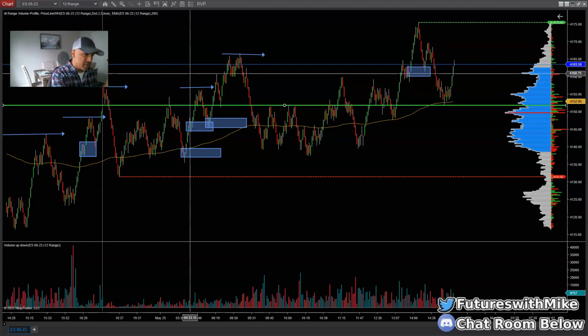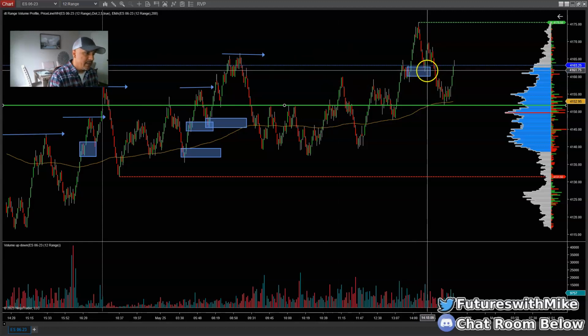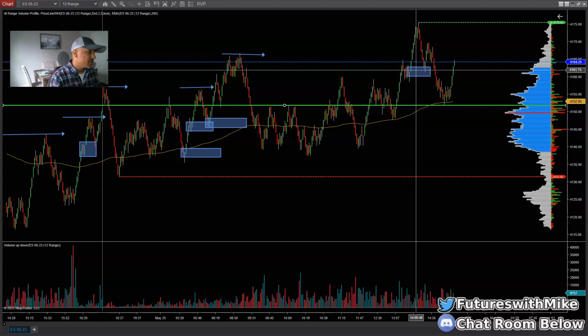Outside of that, guys, this trade that I took here, right here, this blue box, I posted that over on the Discord. I did a screenshot of that trade and posted it there as well, so you can see the trade.